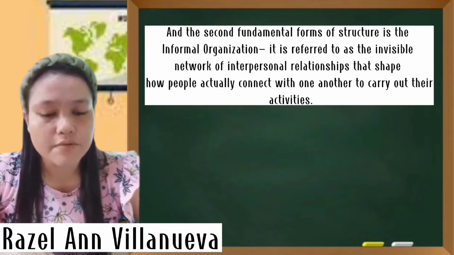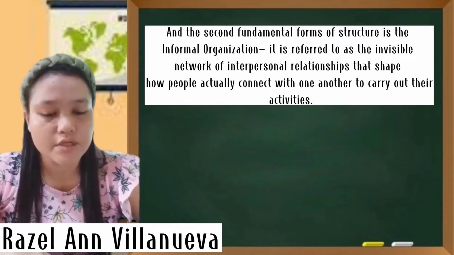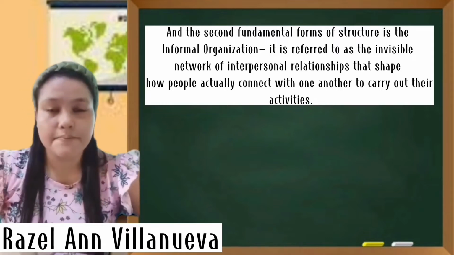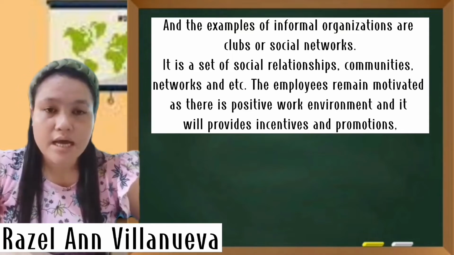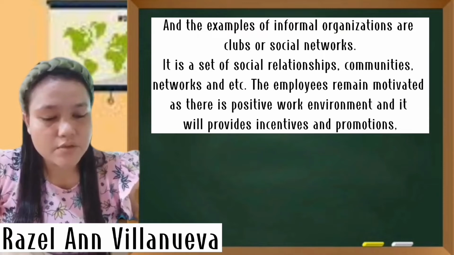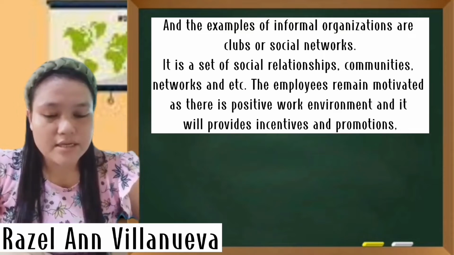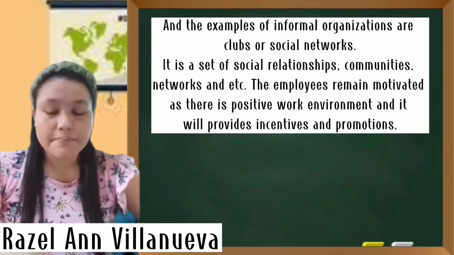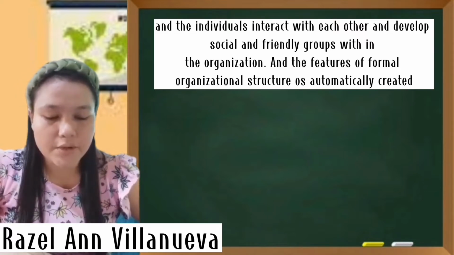And the second fundamental form of structure is the informal organization. It is referred to as an invisible network of interpersonal relationships that shape how people actually connect with one another to carry out their activities. Examples of informal organizations are clubs or social networks. The informal organization is a set of social relationships, communities, networks, etc. The employees remain motivated as there is a positive work environment, and it will provide incentives and promotions. And the individuals interact with each other and develop social and friendly groups within the organization.